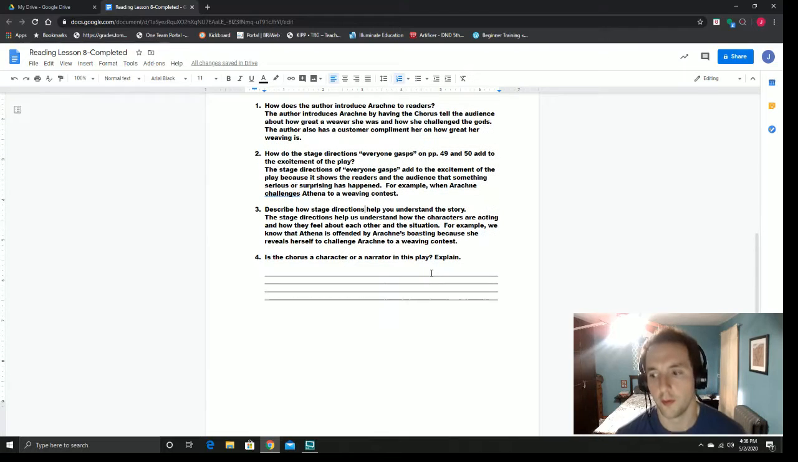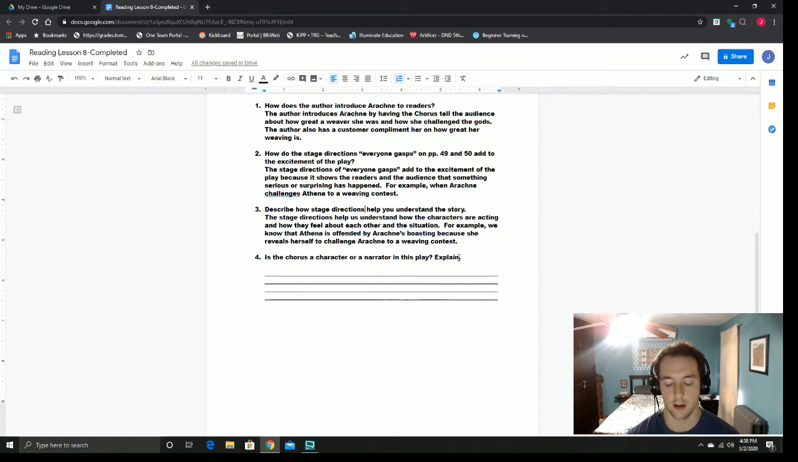All right, wonderful. Last question before our exit ticket. Is the chorus a character or a narrator in this play? Explain. We have two choruses, chorus 1 and chorus 2. Are they acting as a narrator or are they acting as a character? So go ahead and take a few moments to look back at the chorus's lines and decide whether you think they are someone who's inside the play and acting in it, or a narrator who's explaining the play.